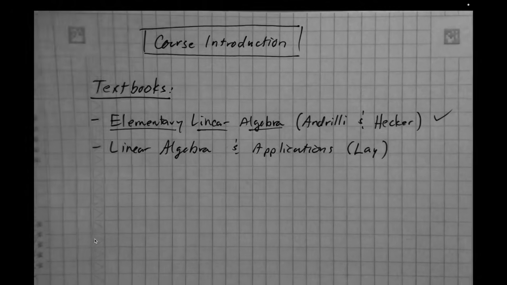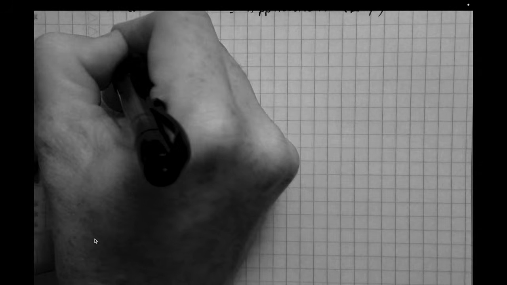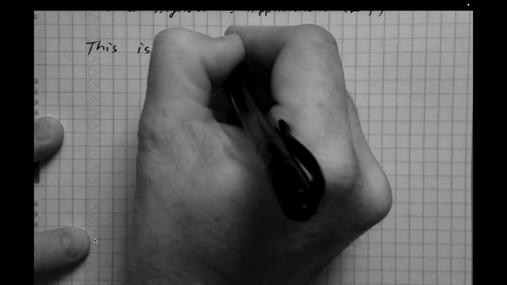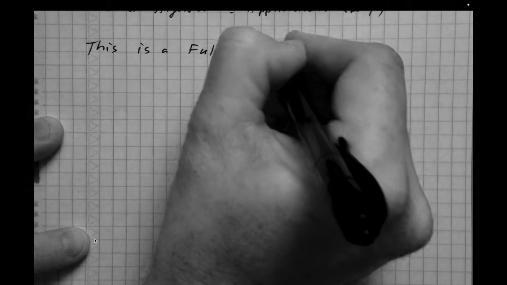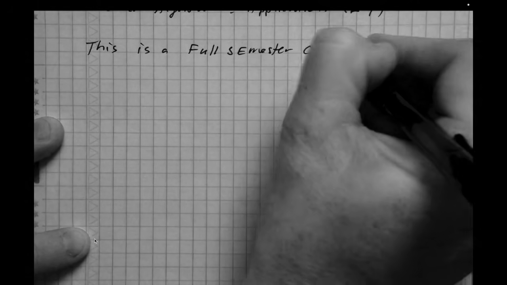Let's talk just really quickly about the setup of the course and how you should think about this. So this is a full semester course. And what does that mean? Well, on YouTube, you'll run into lots of videos that are just one-off videos, like here's how you calculate the determinant of a 2x2 matrix, or here's how to do matrix multiplication, etc. Those are great little one-offs if you need some specific instruction on something.